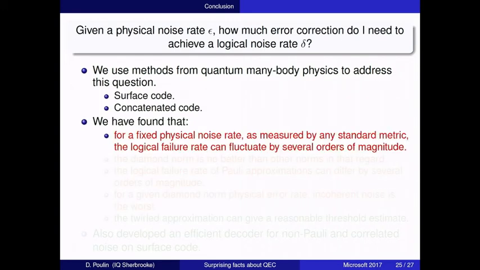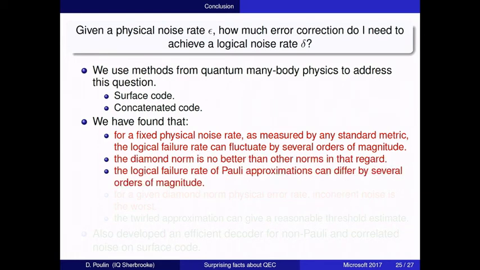Here are a few highlights of what we've found. For a fixed physical noise rate epsilon, as measured by any of the standard metrics, the logical failure rate can fluctuate by several orders of magnitude. The diamond norm is no better than any other norm in that regard. The logical failure rate of Pauli approximations can differ by several orders of magnitude from the true failure rate. For a given diamond norm physical error rate, incoherent noise is worst.